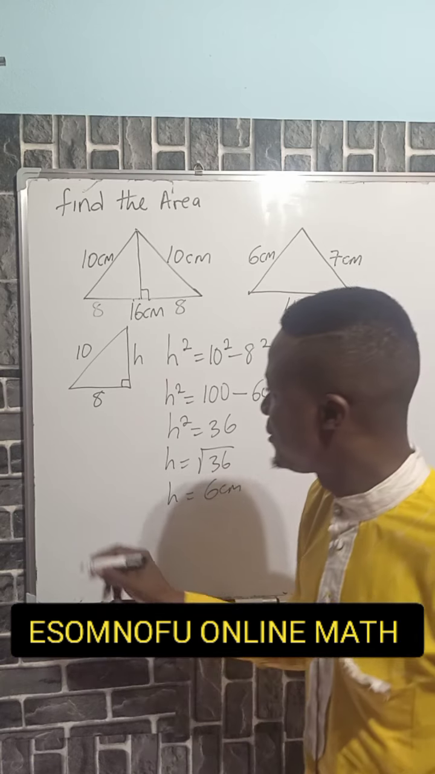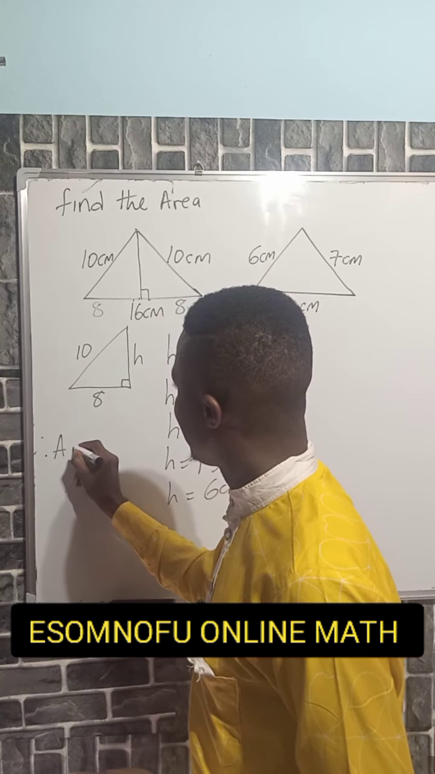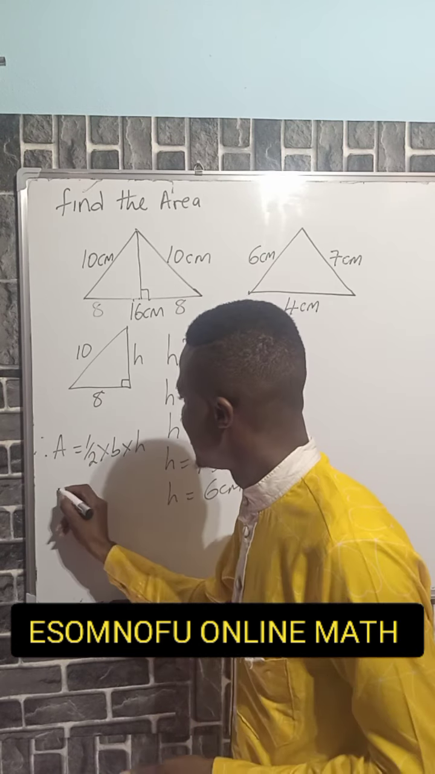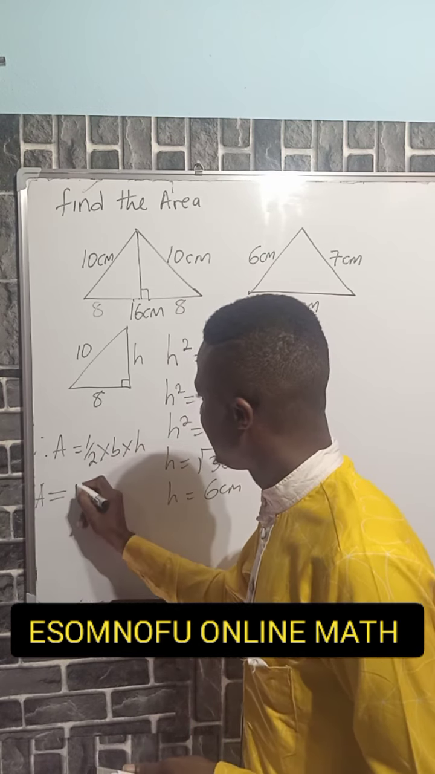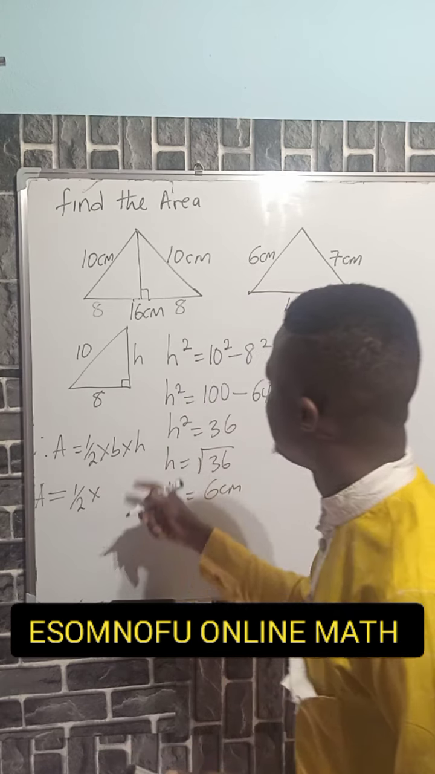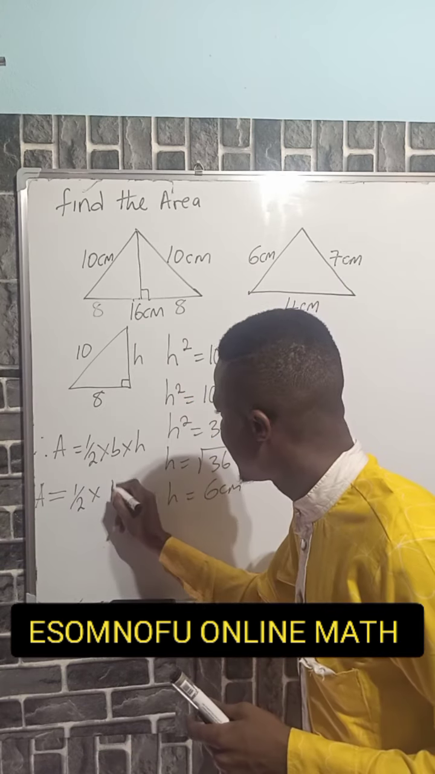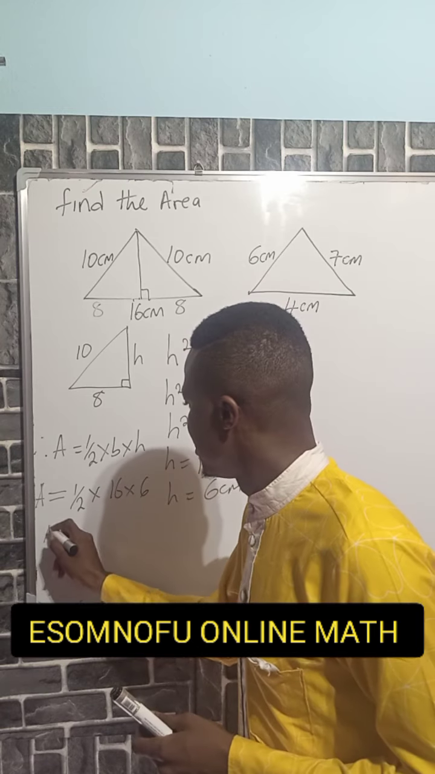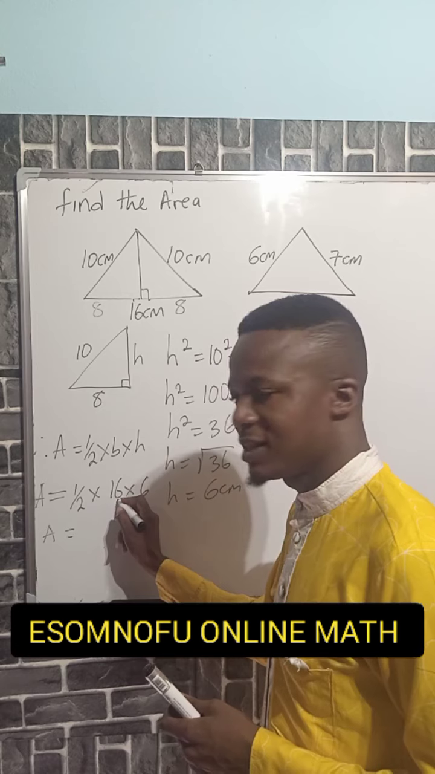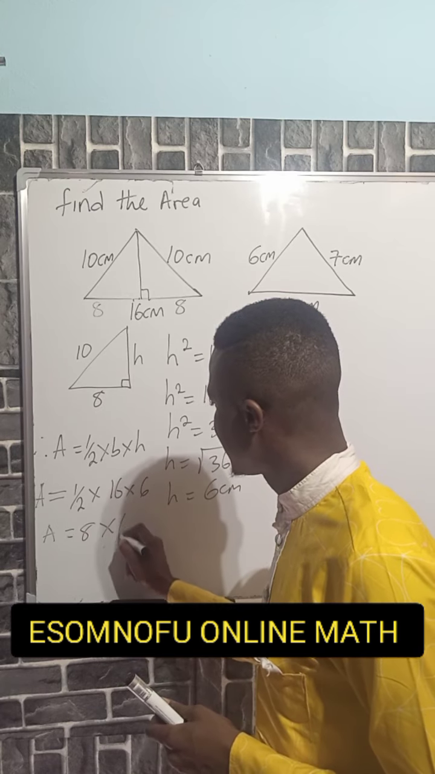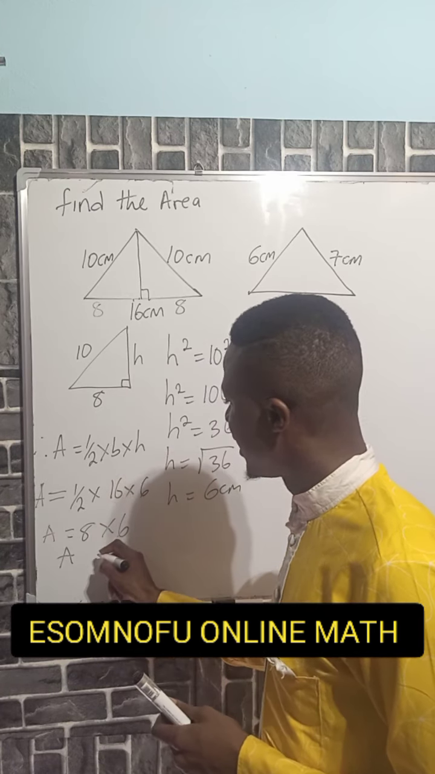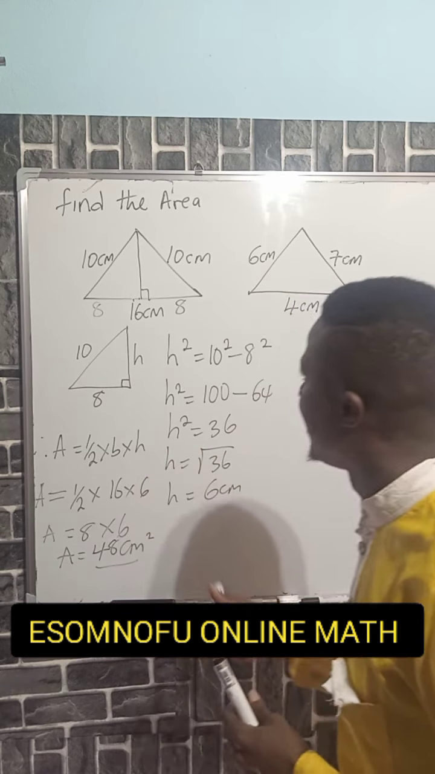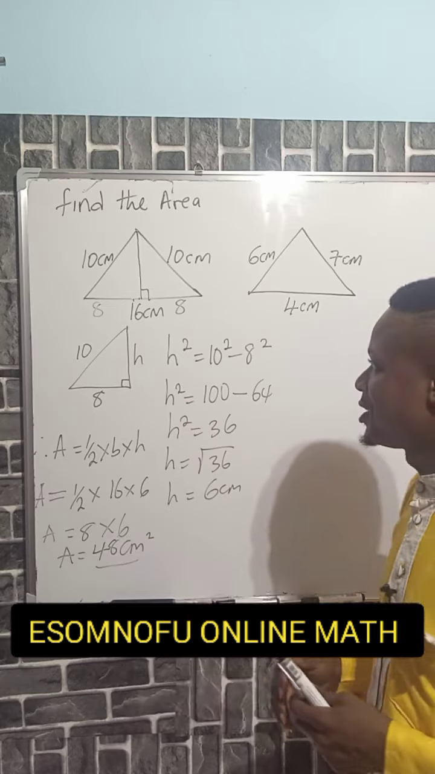That's the height. Therefore, the required area is half times base times height. So area will now be half times the base, which is the original base 16, then times the height, which is now 6. So area will be half of 16, which is 8, times 6. And of course, 8 times 6 will give us 48 centimeters squared. And that is the area of this particular triangle.